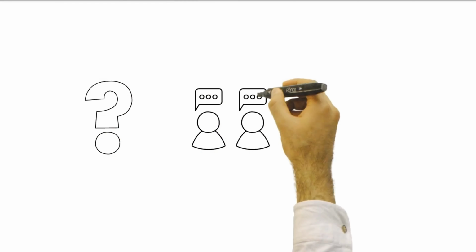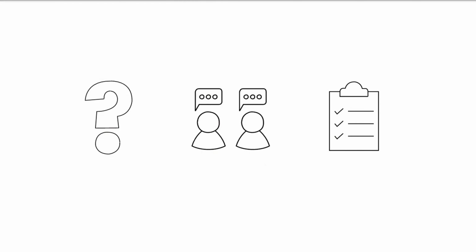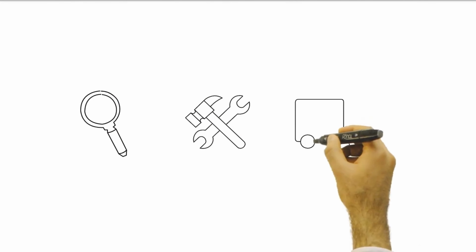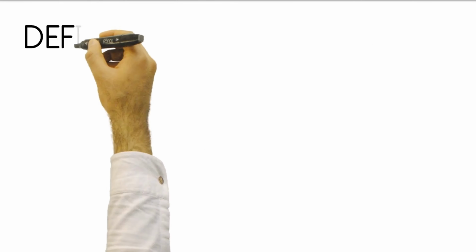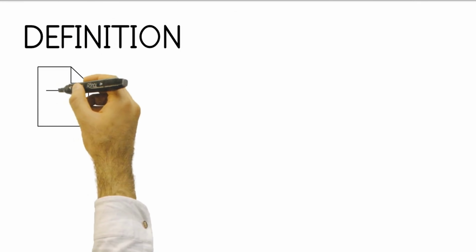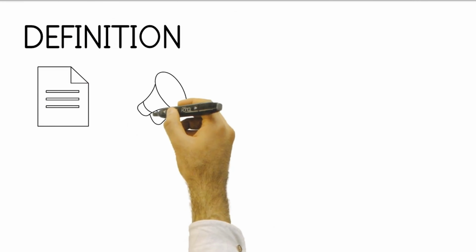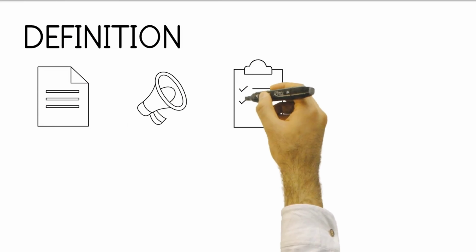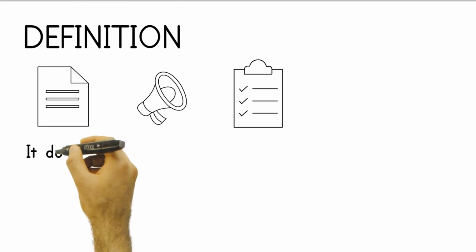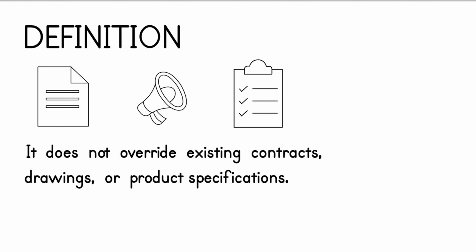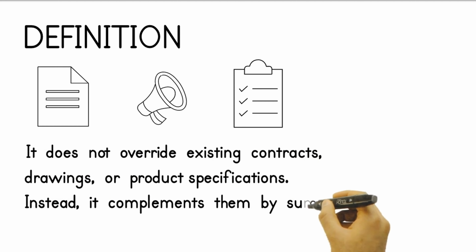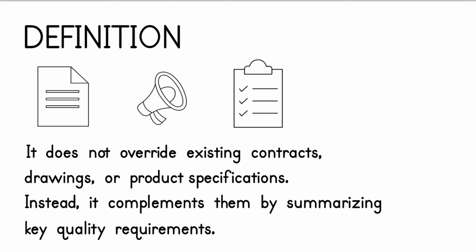Have you ever wondered how companies clearly communicate their quality expectations to suppliers? Let's take a closer look at one of the most essential tools in supplier development and compliance, the Supplier Quality Manual. The Supplier Quality Manual is an official document that explains and guides on the requirements and expectations a supplier must follow and fulfill. It does not override existing contracts, drawings, or product specifications. Instead, it complements them by summarizing key quality requirements.